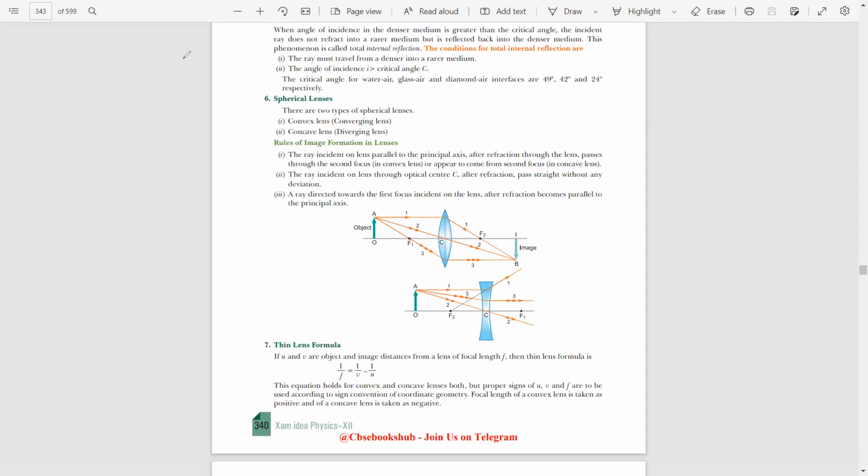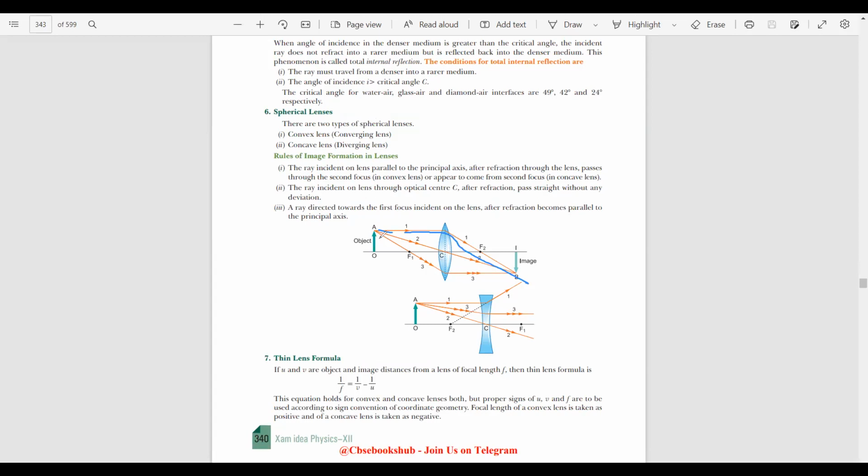Spherical lens. Rules to form images are very easy. You have studied them in a lower standard. A ray parallel to the principal axis passes through the focus. A ray passing through the optical center does not deviate. A ray passing through the focus will become parallel. The image is formed in the same manner, appearing to pass through the focus. These are easy.